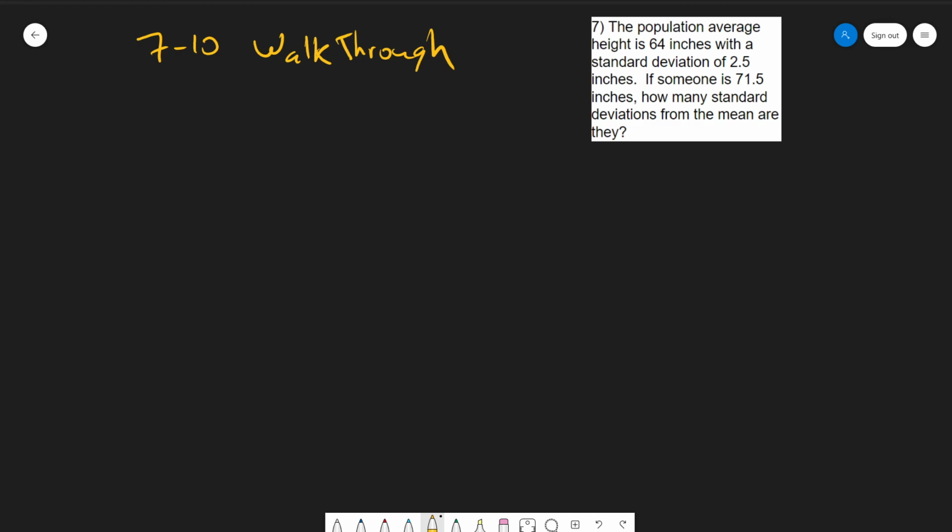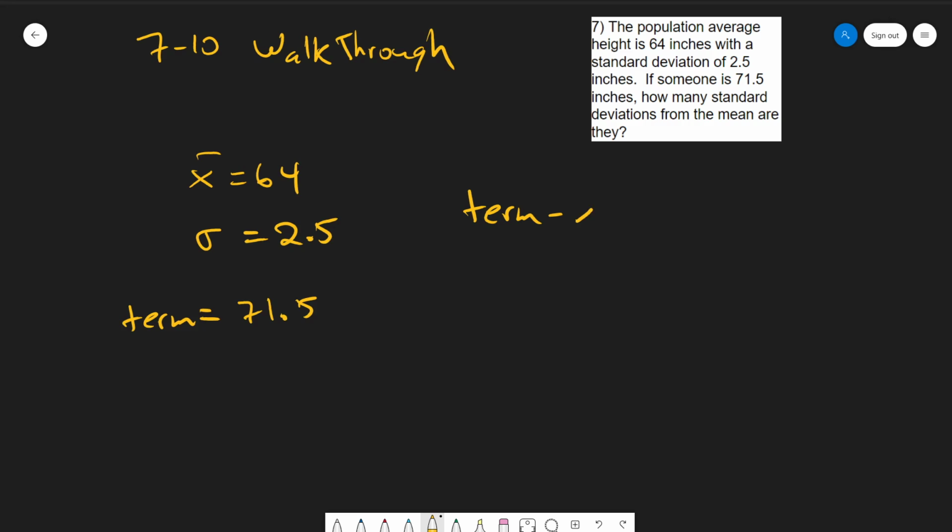So here, our first one, we've got an average of 64 inches and a standard deviation of 2.5. So it's not a variance. We don't have to take a square root of it. So they want to know if someone is 71.5 inches, how many standard deviations from the mean are they? So this is the term that we have. And we're just going to take that term, subtract our mean, and divide by our standard deviation. 71.5 minus 64 divided by 2.5.